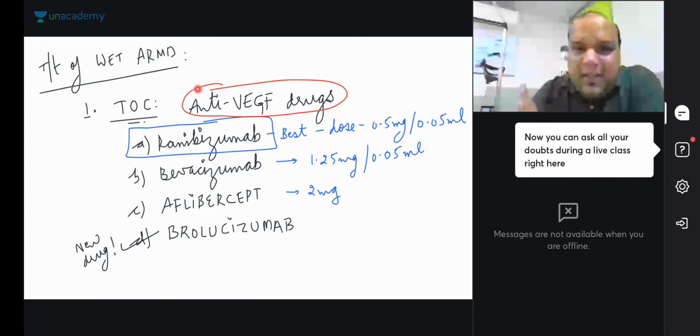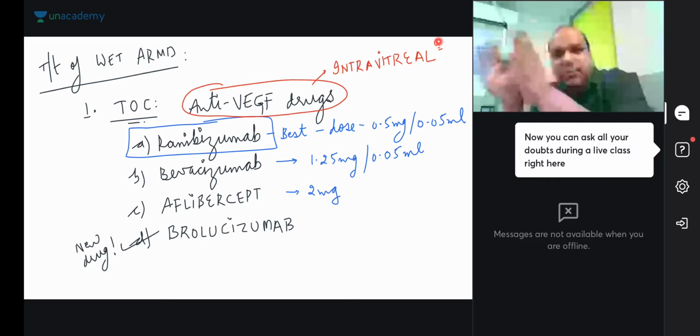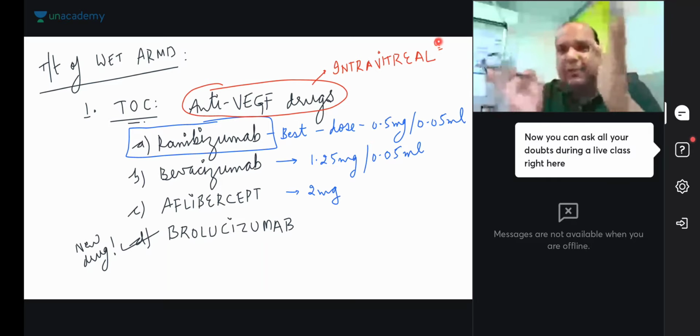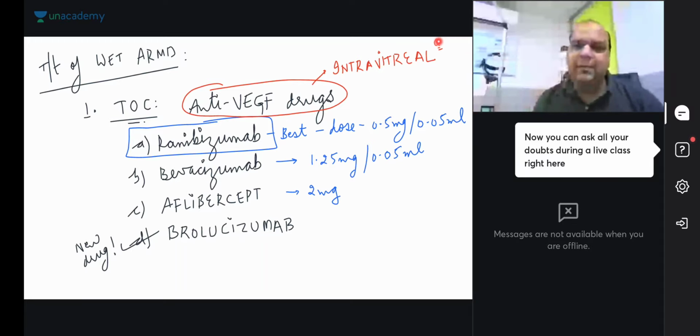Near the retina, the easiest route of administration is intravitreal. As I tried to explain previously in some of the diseases, whenever the pathology is in the posterior segment of the eye, the best route is to give the drug intravitreally. Please remember, posterior segment pathology, give a drug intravitreally if possible. Posterior segment is equal to intravitreal drug administration. That's your treatment of choice.